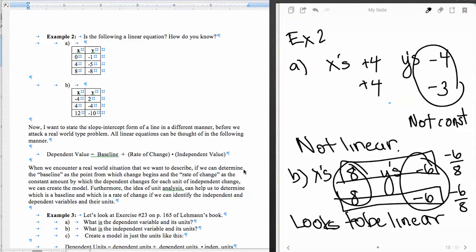Okay, now next we're going to do an example where we're going to use our slope-intercept form written as the dependent value is equal to the baseline plus a rate of change times the independent value. And we can use units to help us out in that. So join me for the next video and we'll talk about an example where we're doing an application.